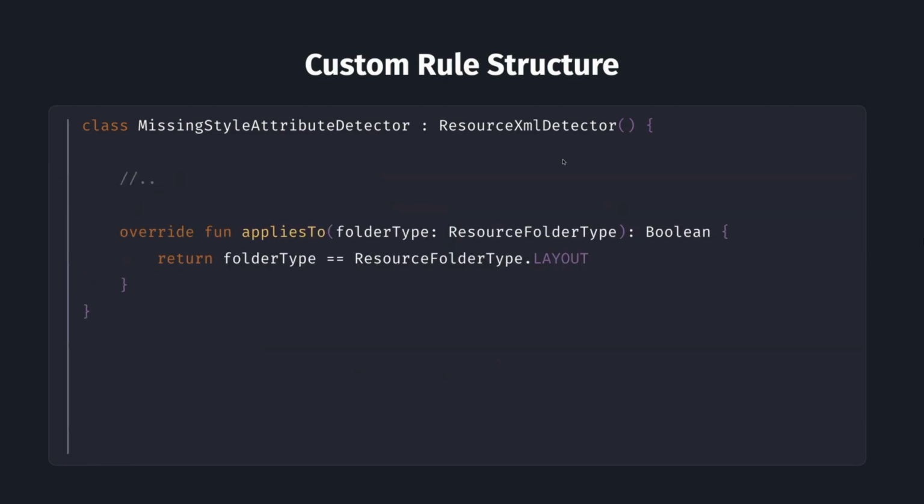The next method that you need to override is applies to. And as a parameter, it gets a folder type. Now, remember when I said that our scope was pretty large and it would go on all the resource files? Here we're narrowing it down more. We are saying that this will apply to an XML file inside resources only if the folder type is layout. We have narrowed down our scope quite a lot.